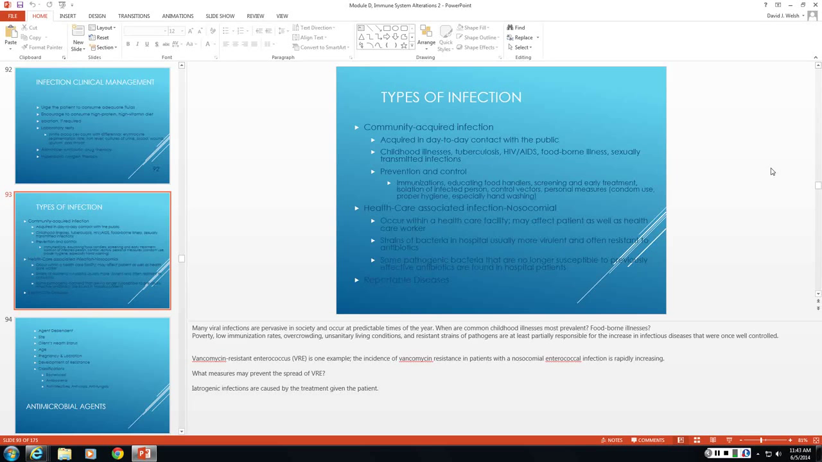Now, strains of bacteria in the hospital usually are more virulent and often resistant to antibiotics. Some pathogenic bacteria that are no longer susceptible to previously effective antibiotics are found in hospital patients. VRE is one example. The incidence of vancomycin resistance in patients with a nosocomial enterococcal infection is rapidly increasing.